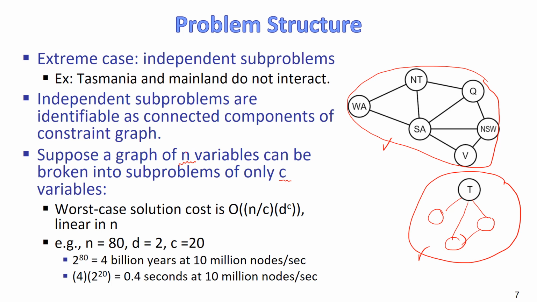The general problem, to solve it, the worst case for solving n variables, each has d values, is to try all the cases, right? d values for the first one, and d values for the second one, d values for the third one. Of course, all of them multiplied. So the worst case is order d to the power n, where n is the number of nodes and d is the number of values in the domain. So it's exponential in n. That's the worst case for the general problem.